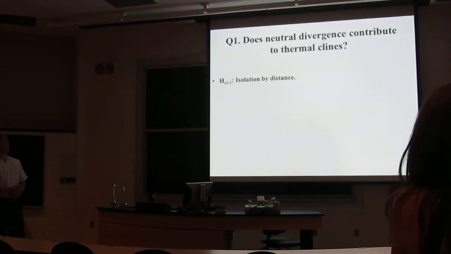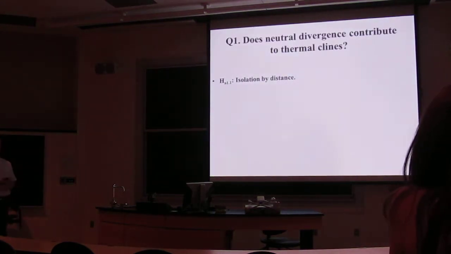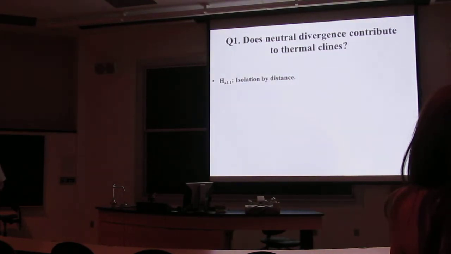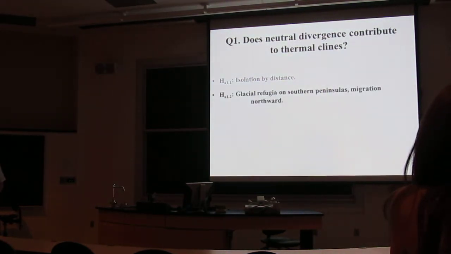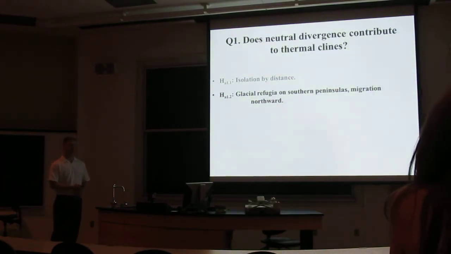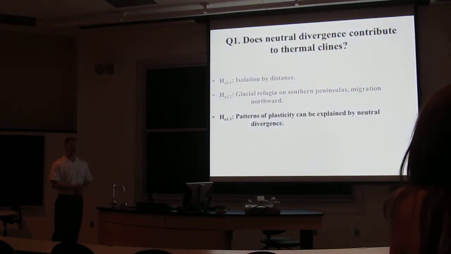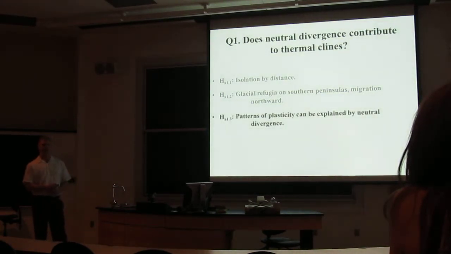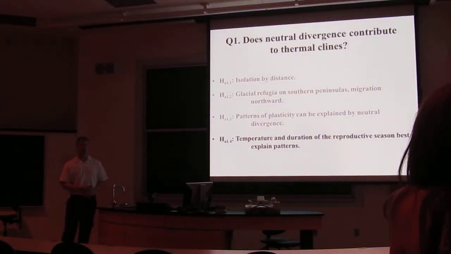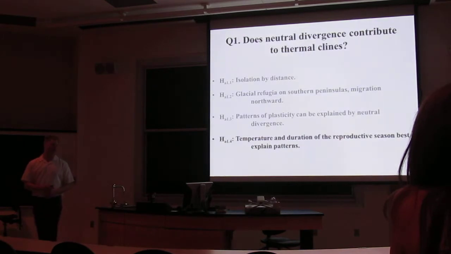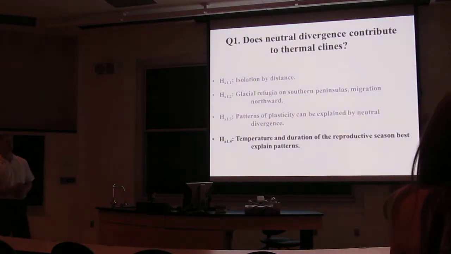So on to my AFLP study, and this study is designed to answer this question: does neutral divergence contribute to thermal climates? So in this study, I'll test the following 4 hypotheses: isolation by distance, glacial refugia on southern peninsulas with subsequent migration northward, that patterns of plasticity can be explained by neutral divergence, and that temperature and duration of the reproductive season best explain these patterns of plasticity along thermal climates.